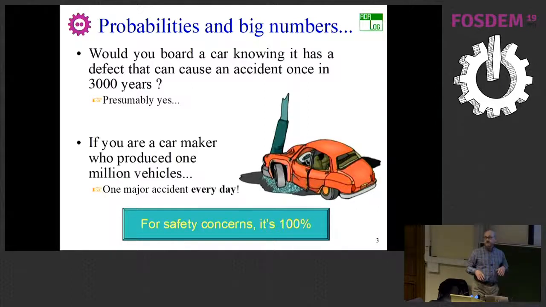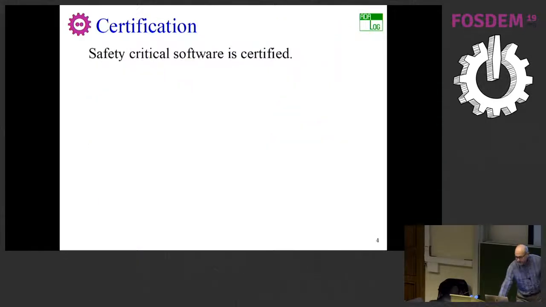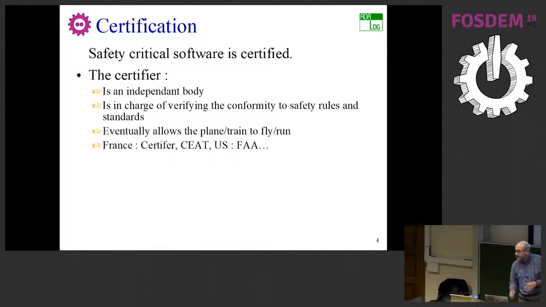So how do you, when you're in the business of safety critical software, how do you make sure if you board a train, if you board a plane, that this is safe? This is done through a process called certification. Every safety critical software has to be certified. What does it mean? It is that there is an official body, the certifier. It must be an independent body, of course, it doesn't belong to the makers of the device, and it's in charge of verifying the conformity to all safety rules and safety standards.